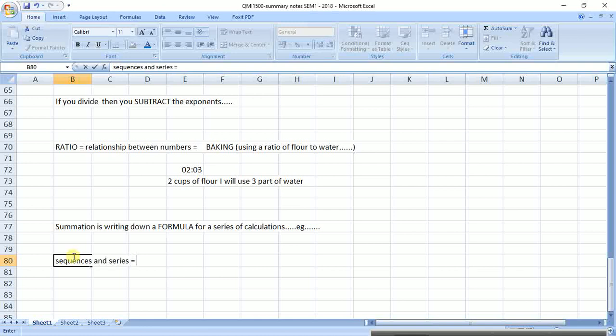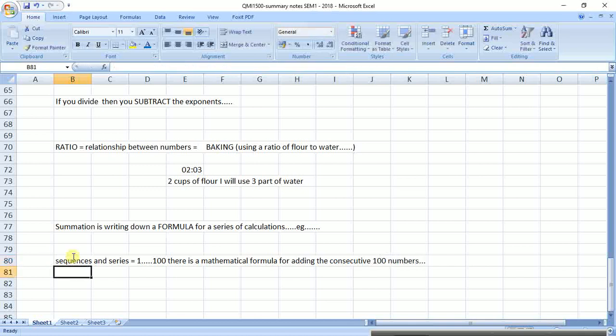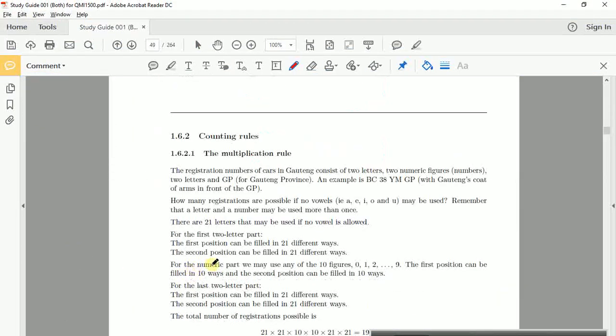So you're asking about 1 to 100. There is a mathematical formula for adding the consecutive 100 numbers. Okay, so there's a formula for that. We're not going to look at that unless we have to look at it.